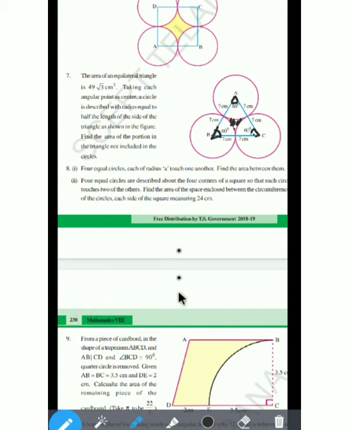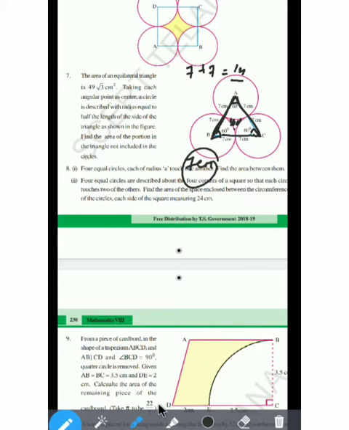So I'm taking the whiteboard here. This is a length of 7 centimeter. What is the radius of the circle? The radius of the circle is given as 7 centimeter. Not this AB. AB is nothing but 7 plus 7, that is 14.